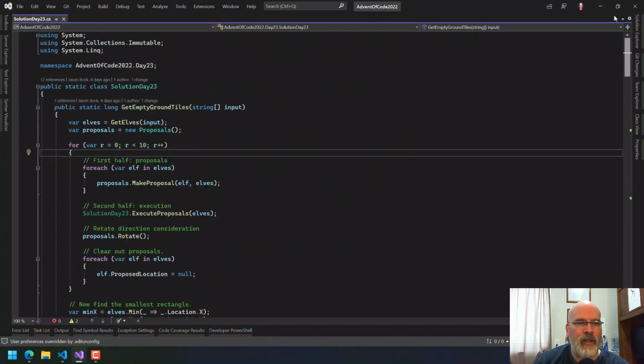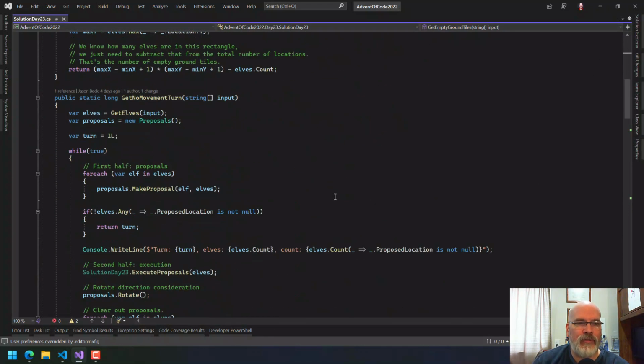So encoding all that wasn't too bad. The second part, I remember taking a fair amount of time. If I remember, yeah, it took a long time to get the answer. This is one of those where you have to figure out when a move happens where none of the elves have proposed a move. They're all going to stay in one spot. So what's the turn that happens on?